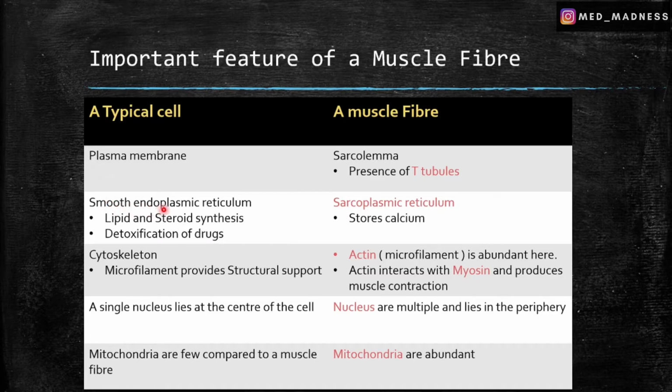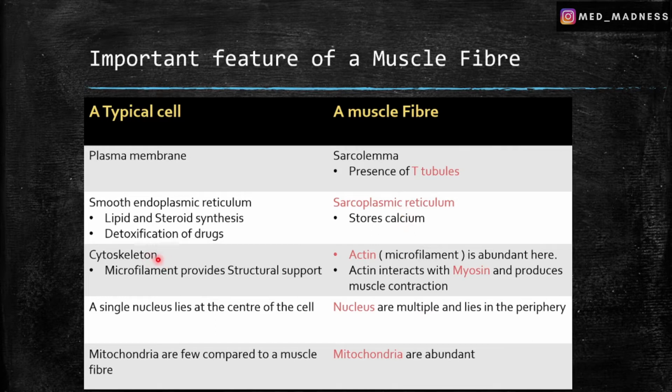The second point is the smooth endoplasmic reticulum. Recall the important functions of the SER we discussed in the previous chapter: lipid and steroid synthesis and detoxification of drugs. Here the SER is modified to form the sarcoplasmic reticulum, and its important function is to store calcium inside it. This calcium is important for muscle contraction. We'll discuss this in a while.